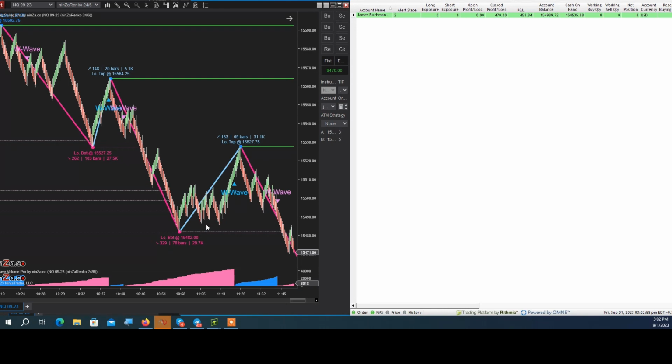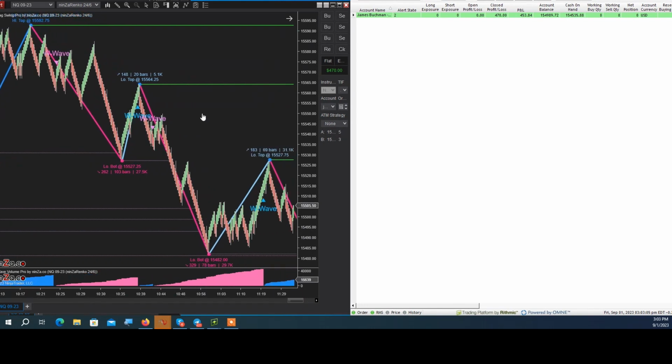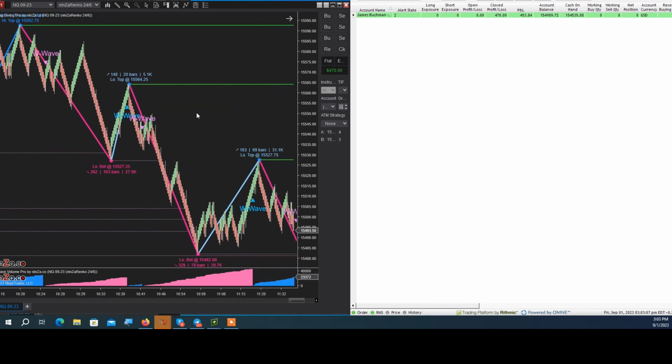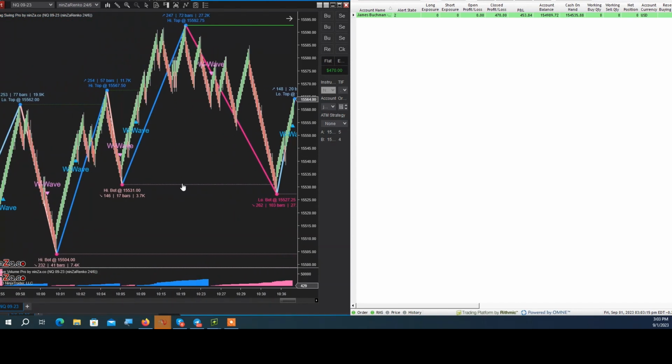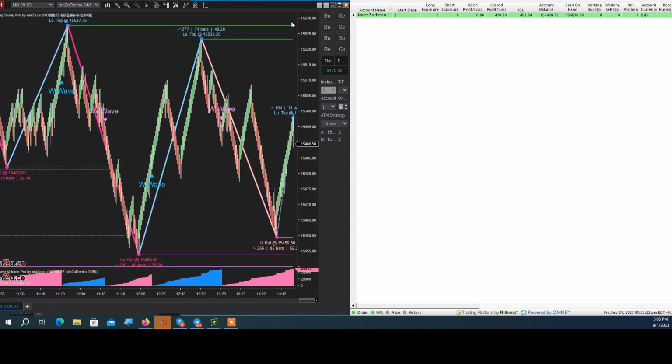Again, I do not use it for entries. I use it for understanding what it is that the market is doing. And today it kept me out of a long trade because I just saw this very important pivot break that Zigzag Pro identified. So this is an excellent indicator to really understand what the market is doing.